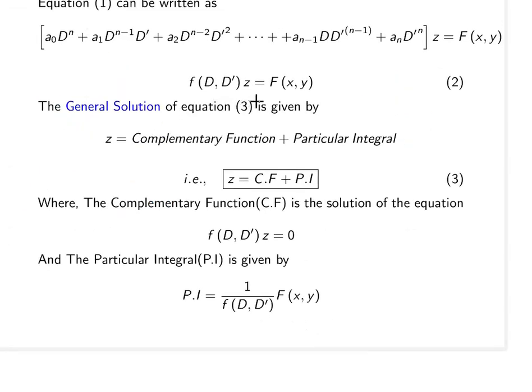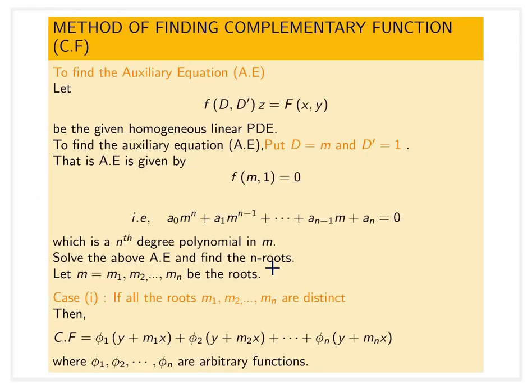So now f(D, D') z = f(x, y) is equation number 3. The general solution of equation number 3 is the complementary function plus the particular integral. For the complementary function, we take the right-hand side as 0. Therefore f(D, D') z = 0, and the particular integral is 1 by f(D, D') into f(x, y). So the method of finding complementary functions: to find the auxiliary equation, we replace D with m and D' with 1. So we get f(m, 1) = 0. Therefore, solve the equation to get the roots.